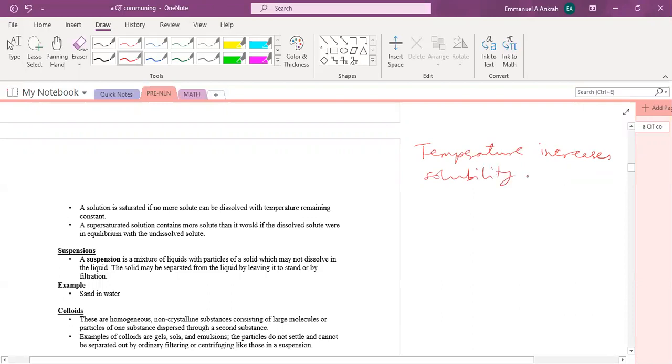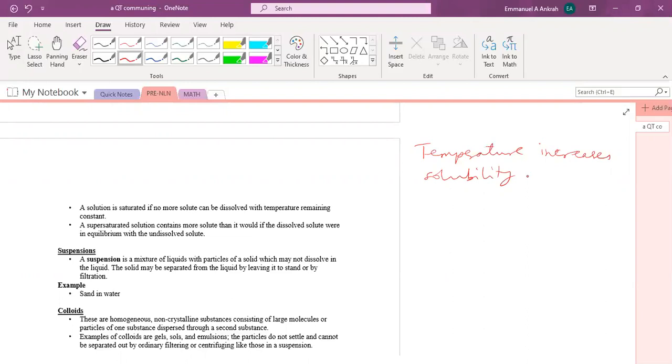So as we increase the temperature, more of the solute would dissolve, right? It keeps dissolving. That's why temperature has to be kept constant for it to be saturated. It should be at a particular temperature, because if we change the temperature, it will dissolve more. So it's not going to be saturated at that temperature if you keep increasing it. But as you keep adding more of the solute, it gets to a point where, no matter what you do, even when you increase the temperature, it's not going to dissolve again.